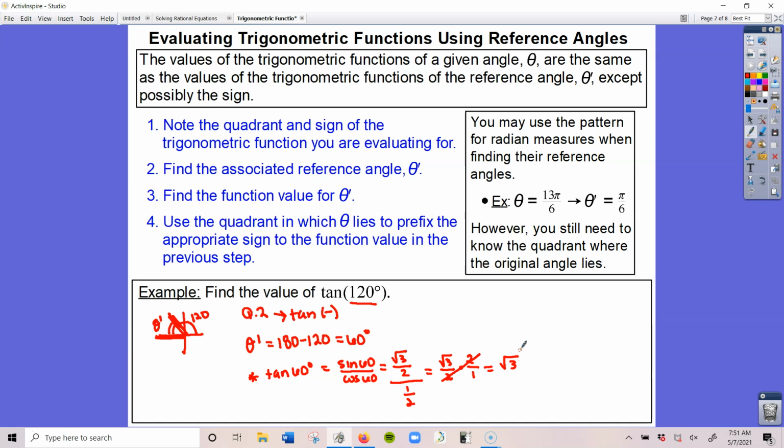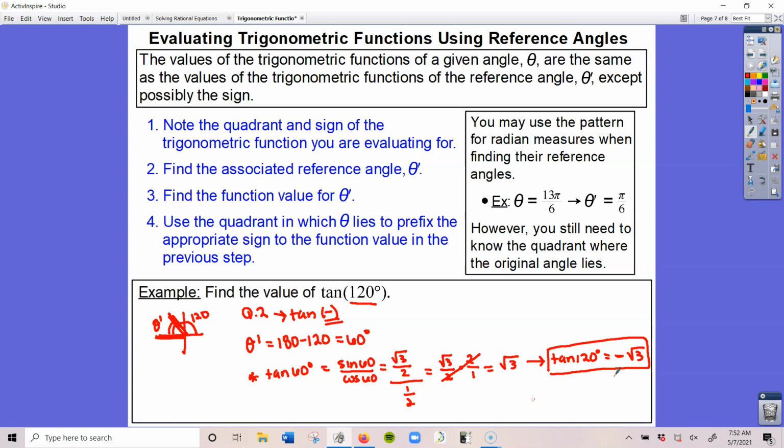So what this means is that the tangent of 120 degrees is going to equal negative, because it's in quadrant 2, but the actual value is the same as the reference angle, so square root of 3. And that's how we use reference angles. Again, just to reiterate, your reference angles will give you the trigonometric function value of any angle on the unit circle. As long as you can figure out what the reference angle is, you don't need to memorize the entire unit circle. You just need to know that first quadrant.